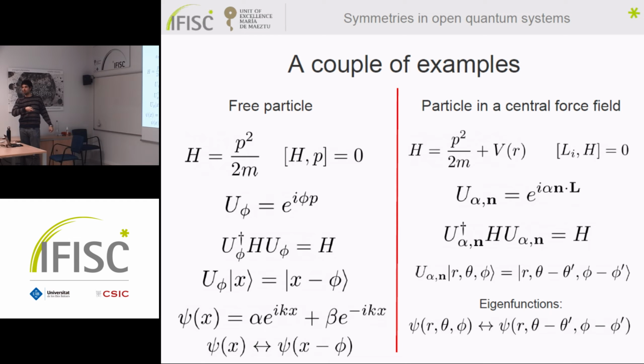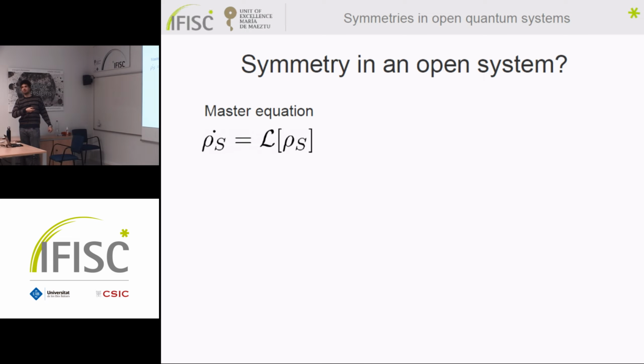But now, what happens in an open system? This could be something interesting also in classical physics, but I do not know anything about it, so maybe. There are equivalent theorems, but this is only for quantum. What is the problem now? That we have a master equation. The dynamics is completely different from before. So what's the meaning of a symmetry here?